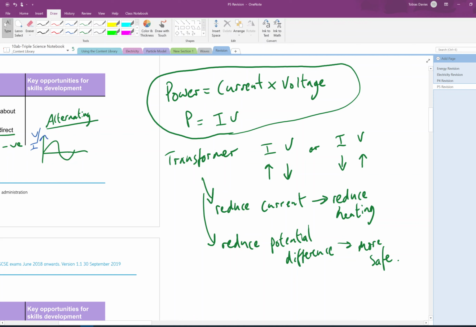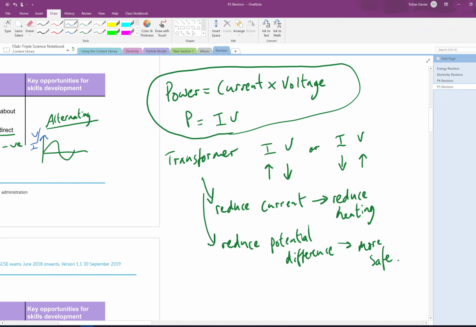Now, transformers are really, really useful with alternating current because they can increase and decrease the current and the voltage. So if you reduce the current, that has the benefit of reducing the heating effect, which in turn means that you might waste less energy. If you reduce the current, you increase the voltage. Okay, so like this option here. Increasing the voltage makes it more dangerous.